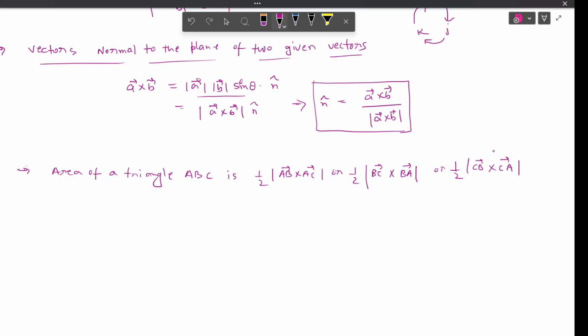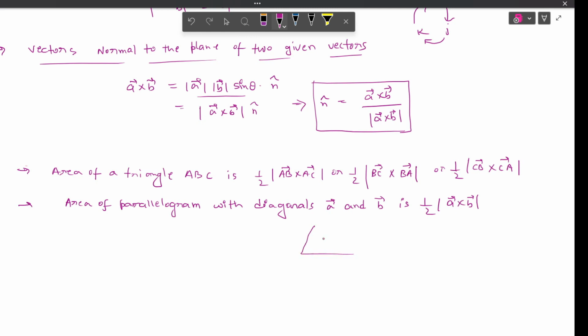Okay, next point is area of parallelogram with diagonals A vector and B vector is half of A cross B. If you know the diagonal of a parallelogram, let us say this is your A vector, this is your B vector, then area of this parallelogram would be half of A cross B. Okay, remember this. This is very important.